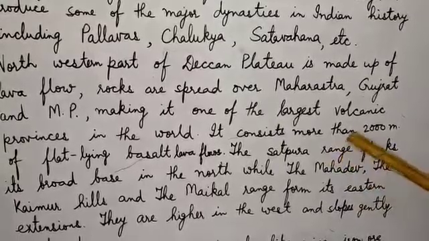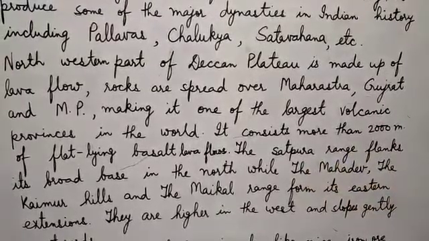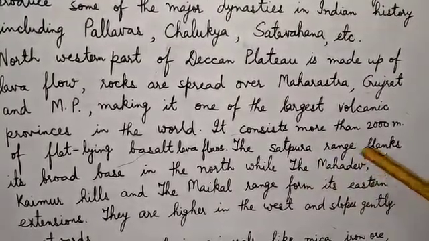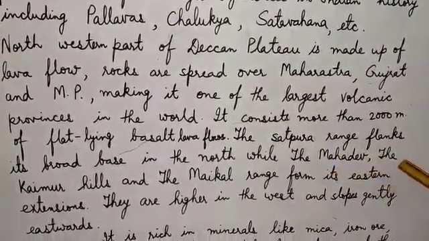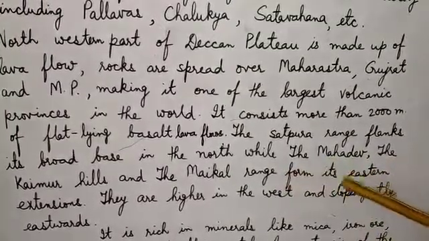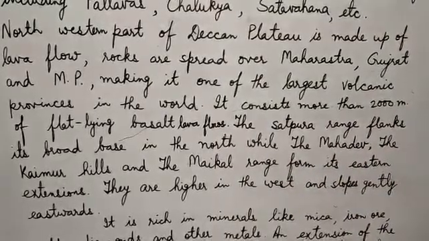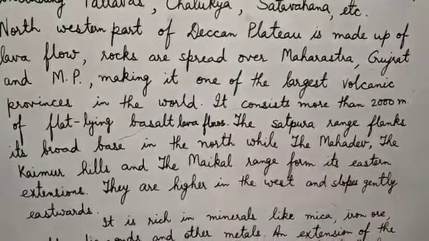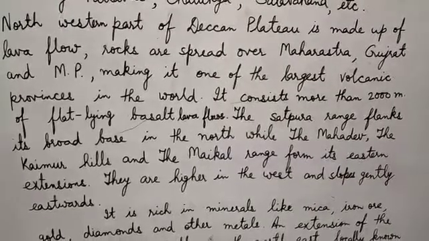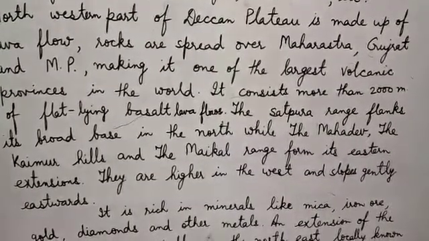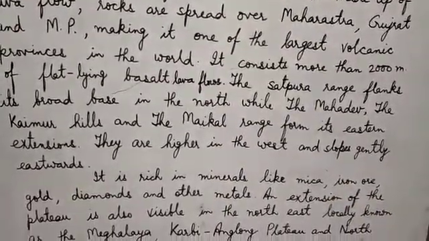It consists of more than 2000 meter of flat lying basalt lava flows. Now the Satpura range flanks its broad base in the north, while the Mahadev, the Kamur Hills and the Mekar Range form its eastern extensions. Now the Deccan Plateau is higher in the west and slopes gently eastward. So they are quite high in the west and slope gently eastward. This is quite rich in minerals like mica, iron ore, gold, diamonds and other metals.